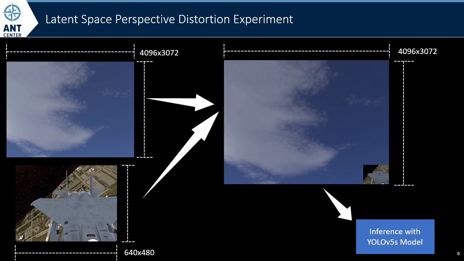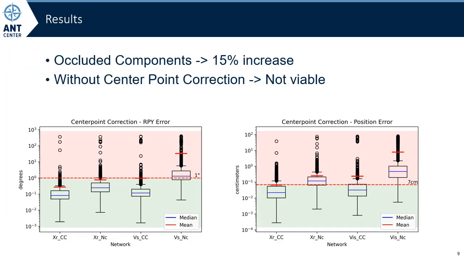This is important because in a real-world system that focuses on speed, the image that is provided to the neural network may be a segment of a larger image to speed up that processing.